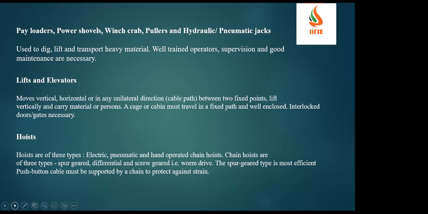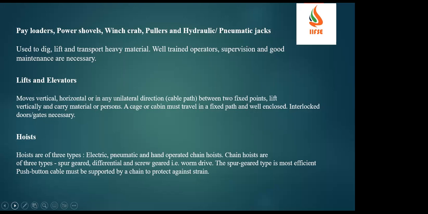I think it will be like a cable drive. I think in Vizag also there is one such facility somewhere, but I forgot the name exactly. So this will have two fixed points, and it can travel from one end to the other end. Another one, hoist.